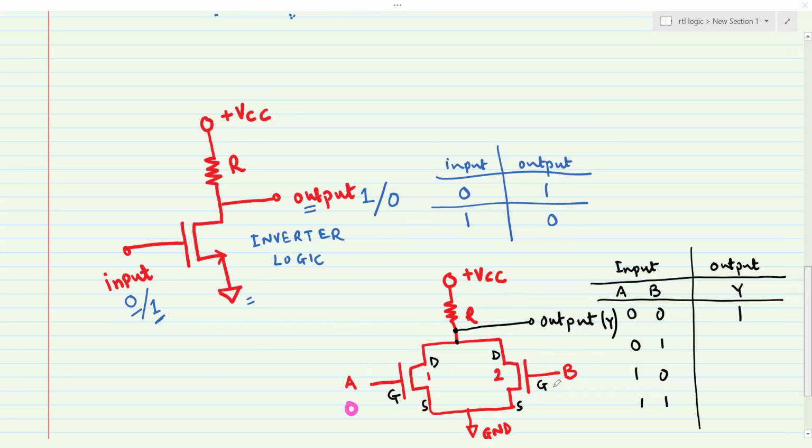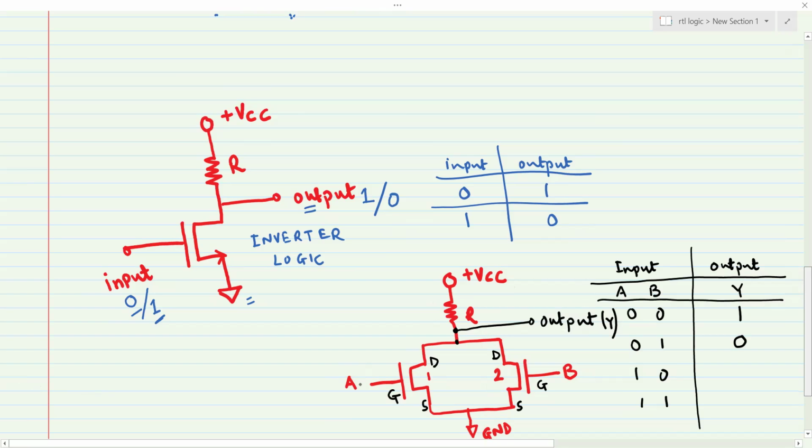A is 0 and B is 1. So this switch is off. However, this switch is on. It means through this switch, that is transistor number 2, output is pulled down to the lowest supply voltage, and there is a least resistance path from the output to the ground, and the output is pulled down to logic 0. So we would say for this combination, output is logic 0.